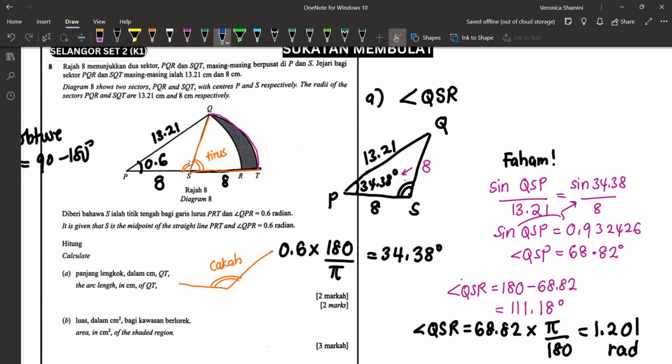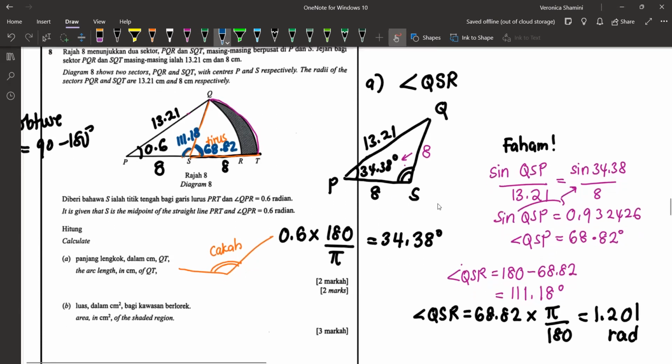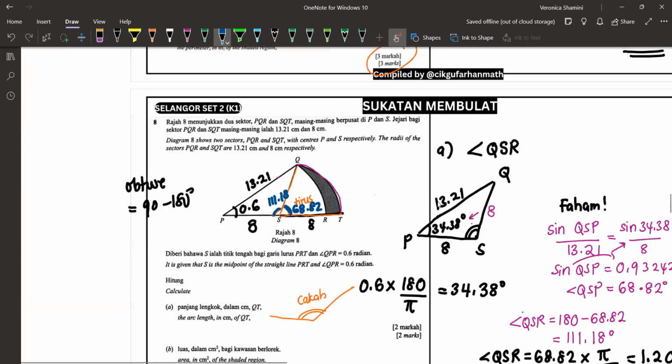Penyelesaian segitiga. So, dekat sini automatic dah kita boleh tulis 111.18. Okay? Sebelah sini, you take the smaller one, which is 68.82. Just tukar sahaja. That one is following the concept from solution of triangle. Okay. Is there any other way? Nampak macam teacher showed solution of triangle.